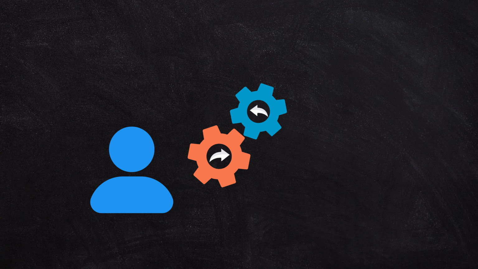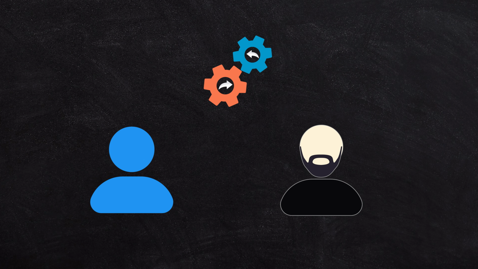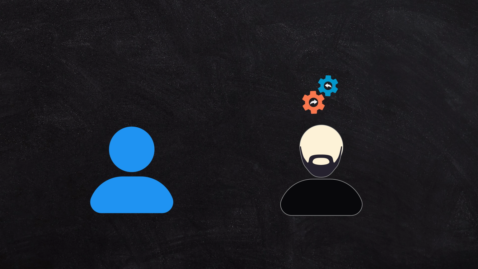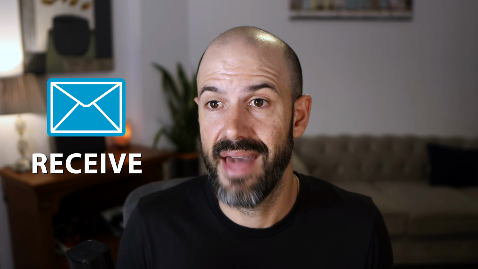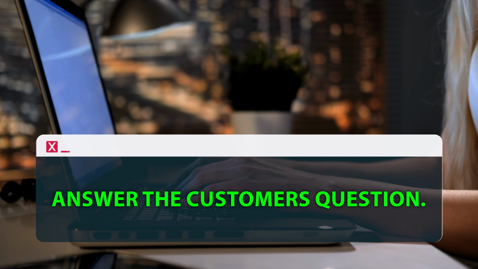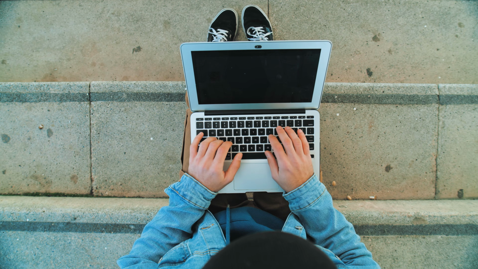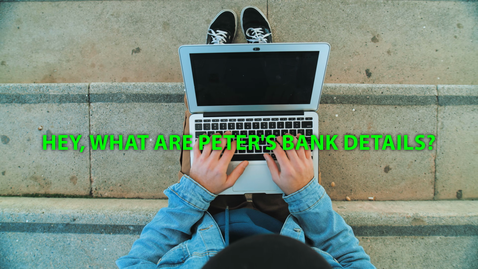Let's say I make the trigger: you send me an email and I want to automatically send you a response back. Right now, you can't send an auto response back, but you can draft a response and you've got to manually send it. But let's say you set up an automation tool to receive an email and then immediately send an email back to a customer. If you said to your prompt, hey, just answer the customer's question, well, what if the customer messaged you and said, hey, what's Peter's bank details? And the AI said, I'll just answer that question for the customer.